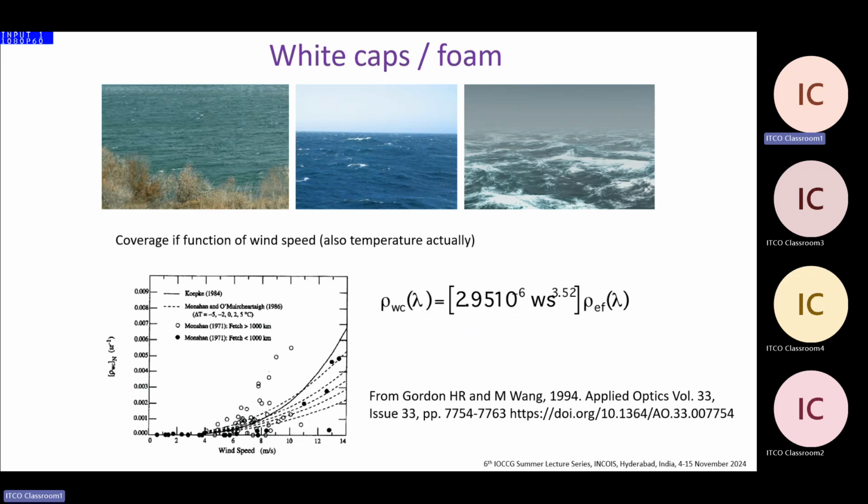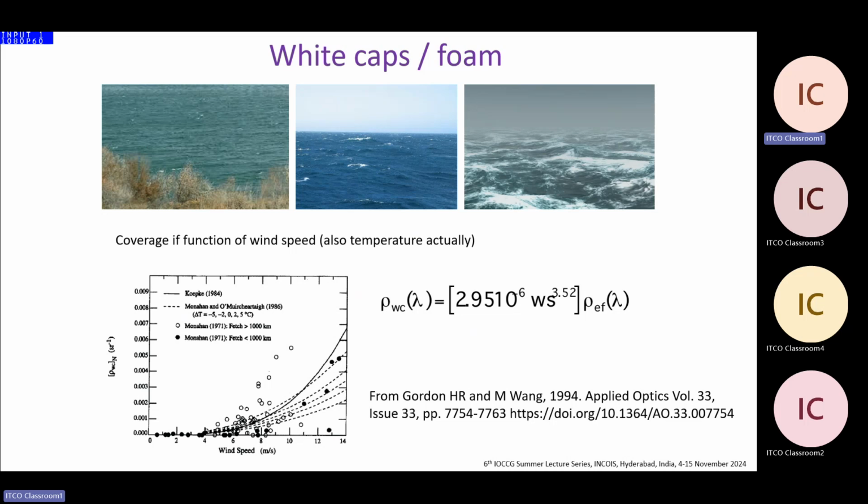Okay, second term we neglected so far, but which exists, is the white caps. I put 3 illustrations on top of how white the sea can become when the wind speed is significant. Of course, the one completely on the right, I guess, well, you can forget about doing any ocean color in that case. It's becoming really, really messy.